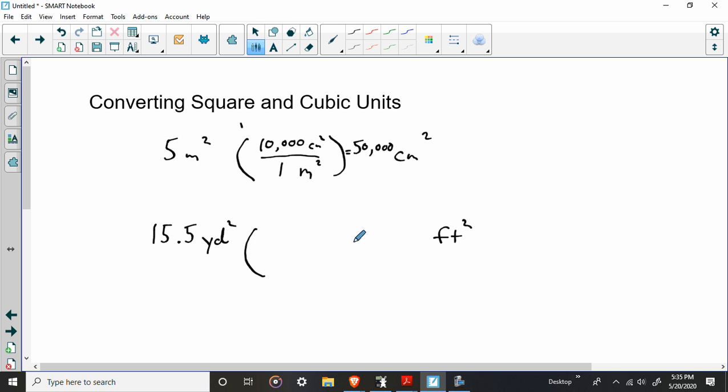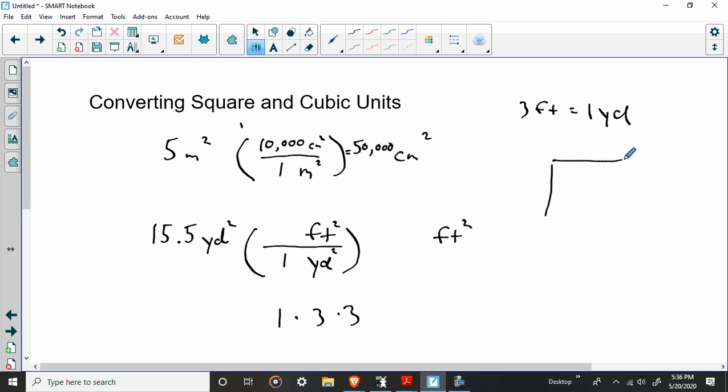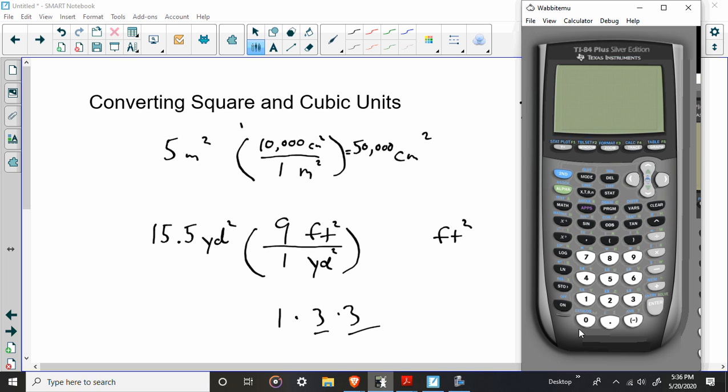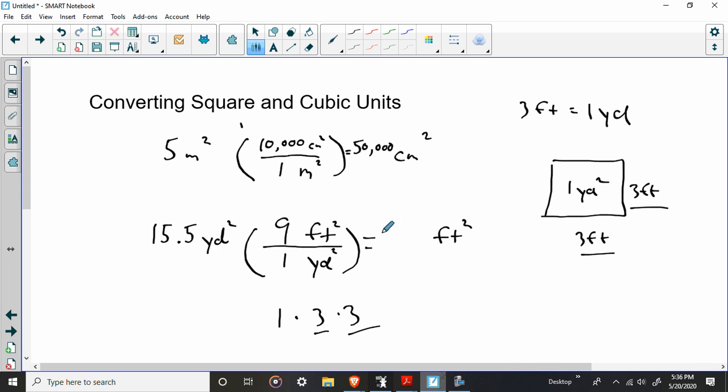Again, I need to think about this. I want to get rid of yards squared on the bottom, so 1 yard squared. How many feet squared are in a square yard? Again, it's not 1 times 3, it's 1 times 3 times 3, because 3 feet is 1 yard. A square yard is actually 3 feet by 3 feet. So you're not going to multiply one time, you're going to multiply length and width. So this will be times 9 feet squared. I set this up for myself: 15.5 times 9 is going to be 139.5 feet squared.